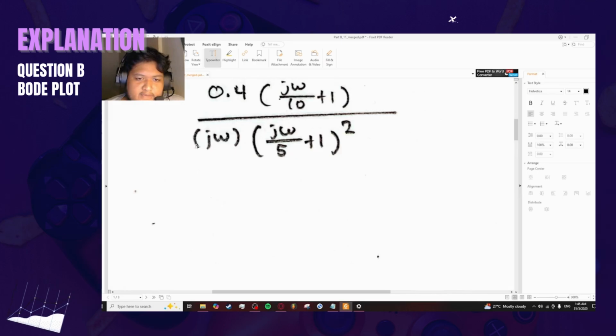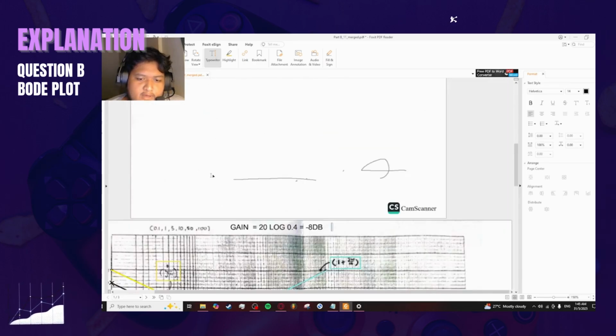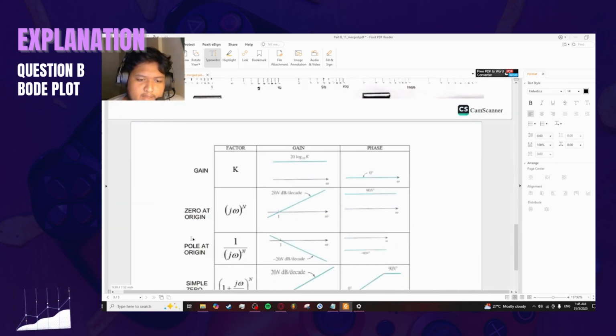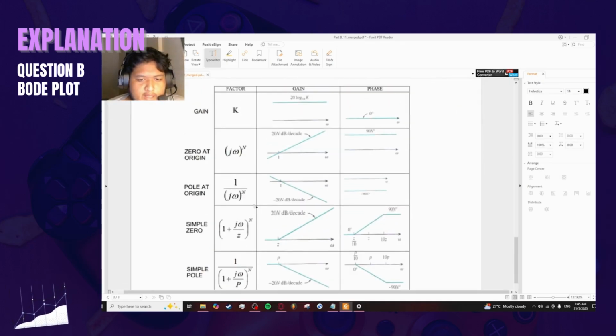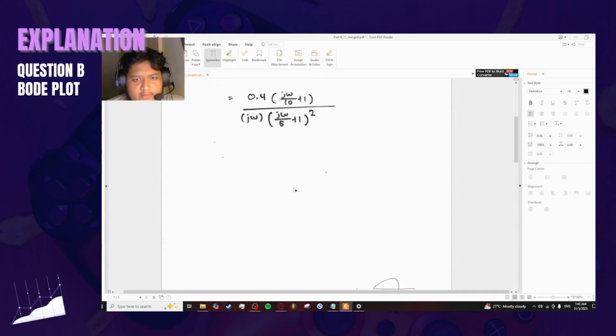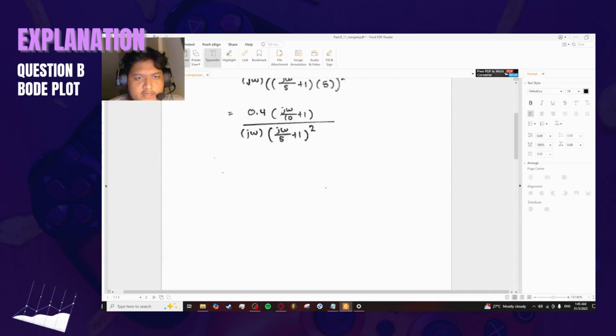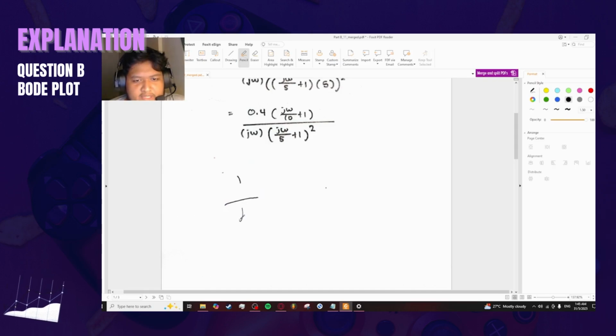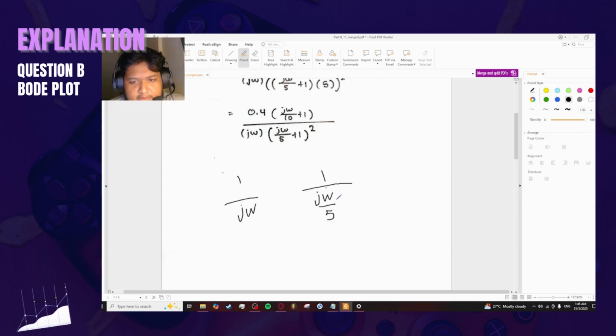So we look at this function here, which is j alpha. We're going to refer back to the pole at origin, meaning that it's going to go down 20 decibels. If you break this down, this equation here is going to be 1 over j alpha, and then this one is going to be 1 over j alpha over 5. It's not w, it's alpha plus 1 and squared. So it's going to be like this.